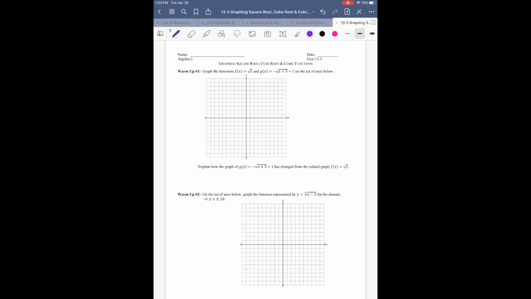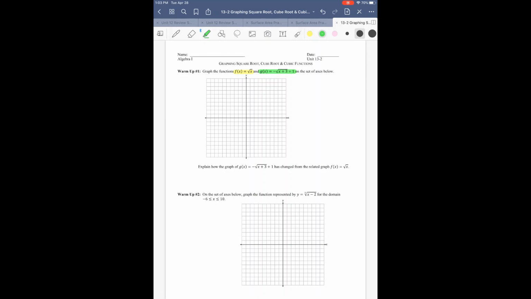Hi everyone, today I'm going to teach you lesson 13-2 on graphing square root, cube root, and cubic functions. Before you begin warm-up number 1, I want to just point out a couple of things to you. You will be graphing two functions. You're going to graph the function f of x equals the square root of x, and you're going to be graphing g of x, which is equal to negative square root of x plus 3 plus 1.